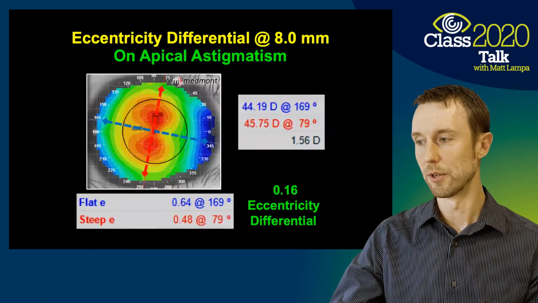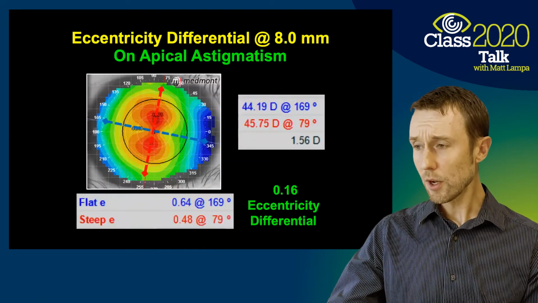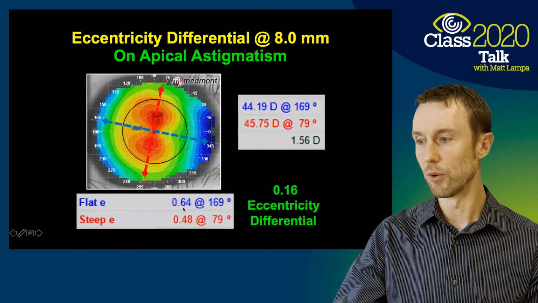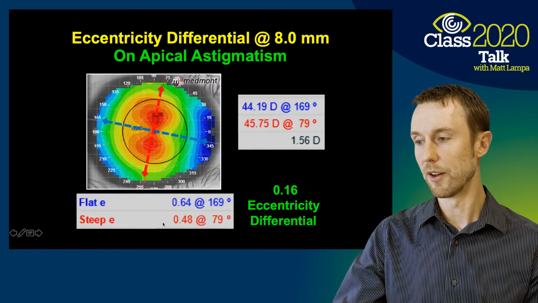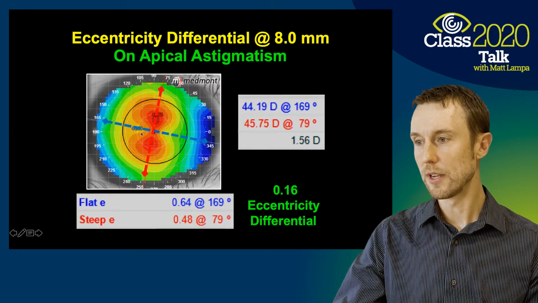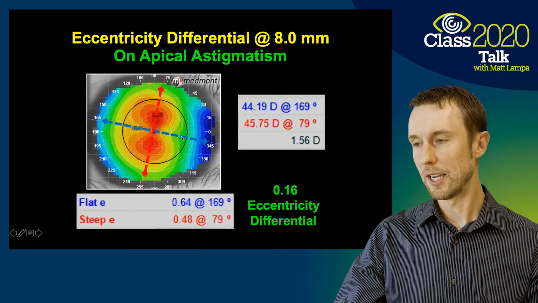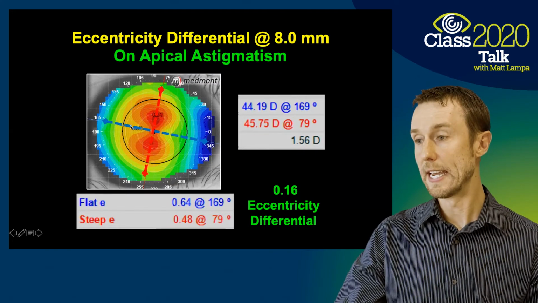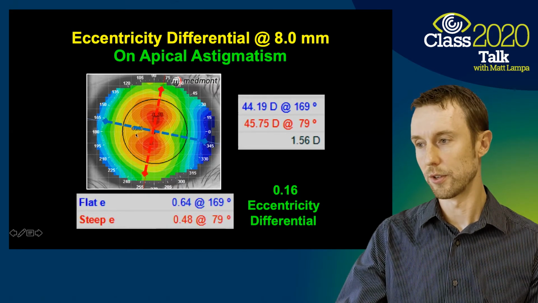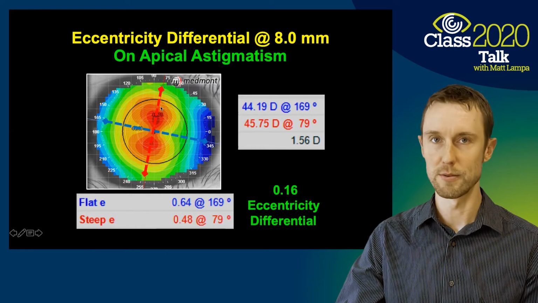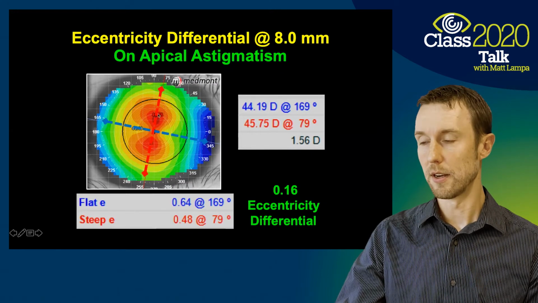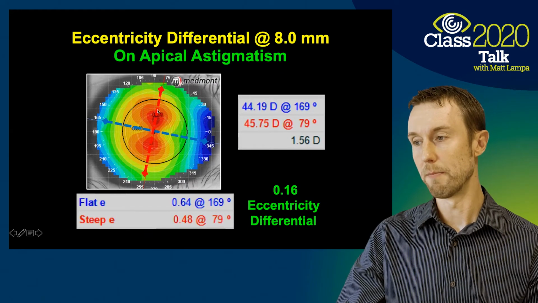Well, let's assign some numbers to it. In terms of our apical astigmatism, we have a flat eccentricity of 0.64, and then the steep eccentricity of 0.48, or a difference between those two of 0.16. So what we're saying here is in this apical astigmatism along the flat meridian, it is steep in the center and then flattens out more quickly along the horizontal than it does the vertical, which makes perfect sense to us because in the vertical meridian, that is our steep meridian. Now it's steep in the center and then remains steep.